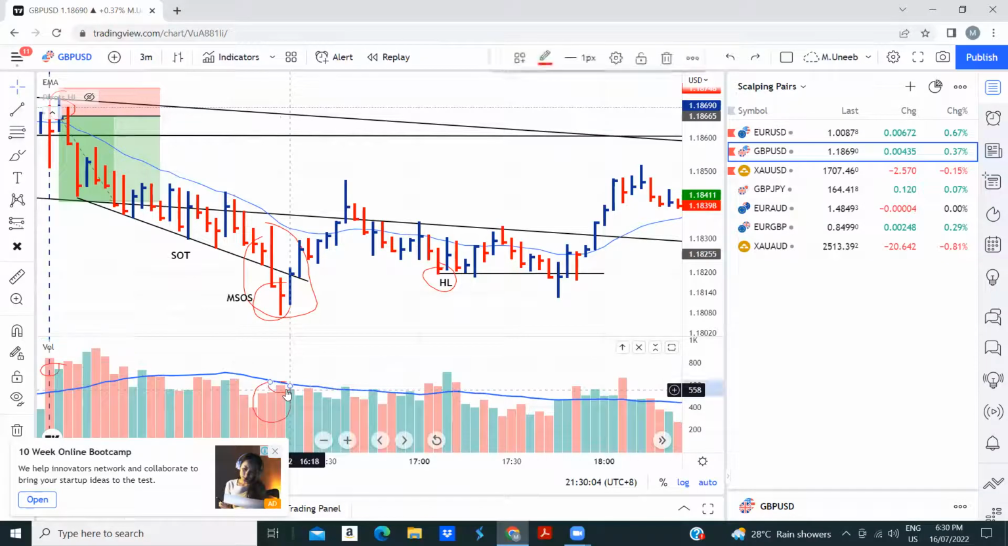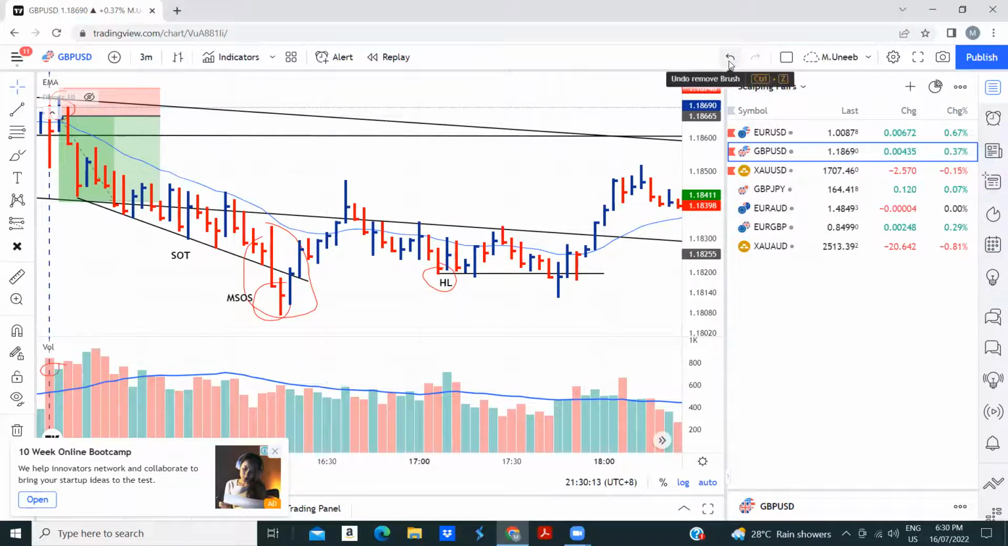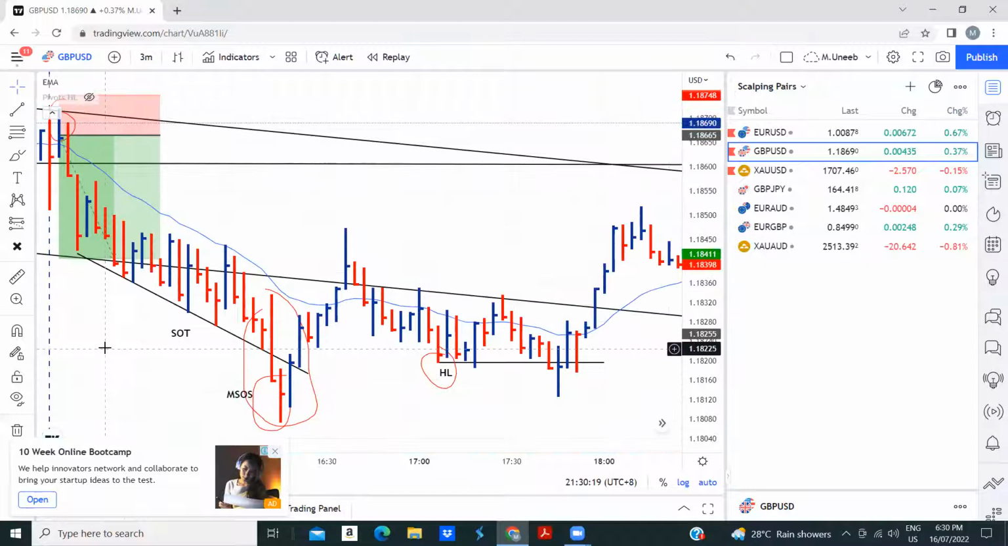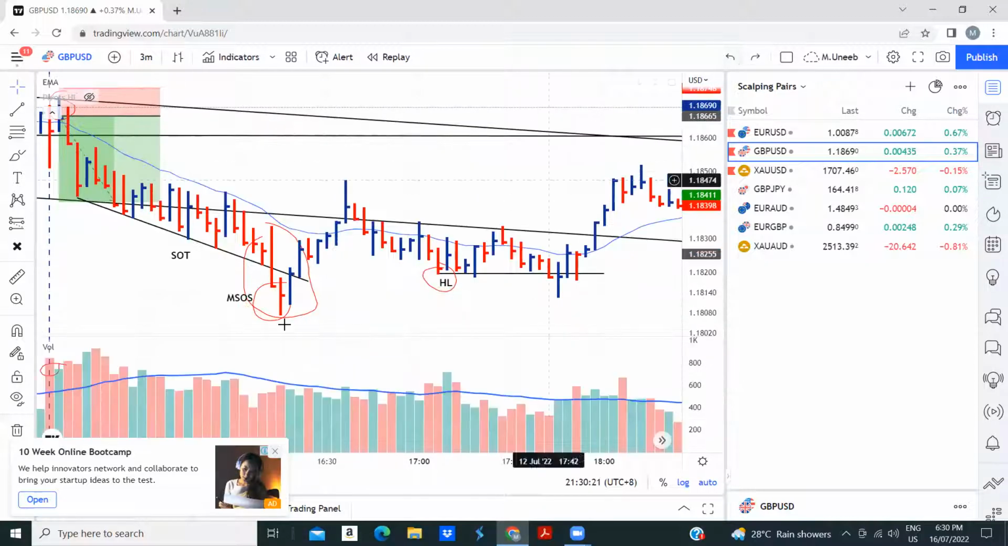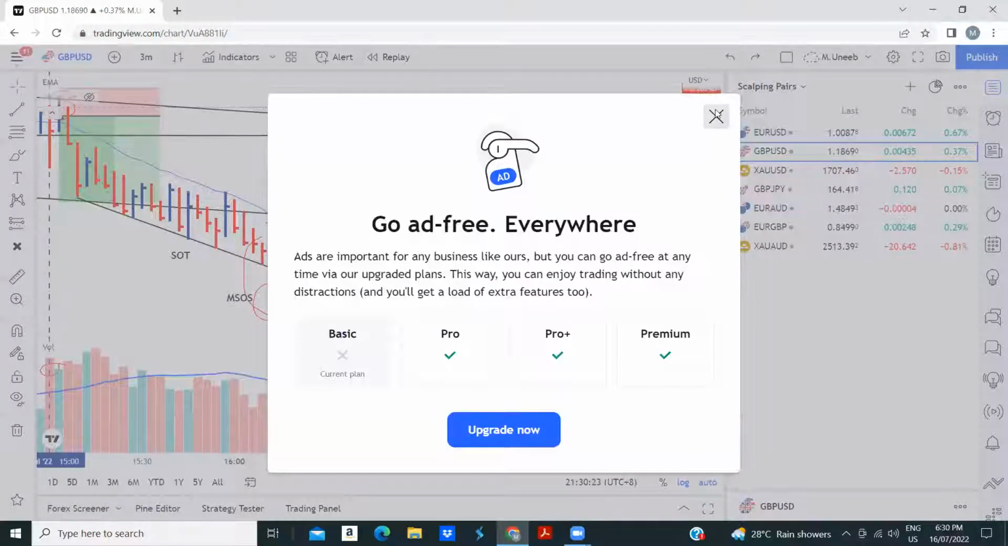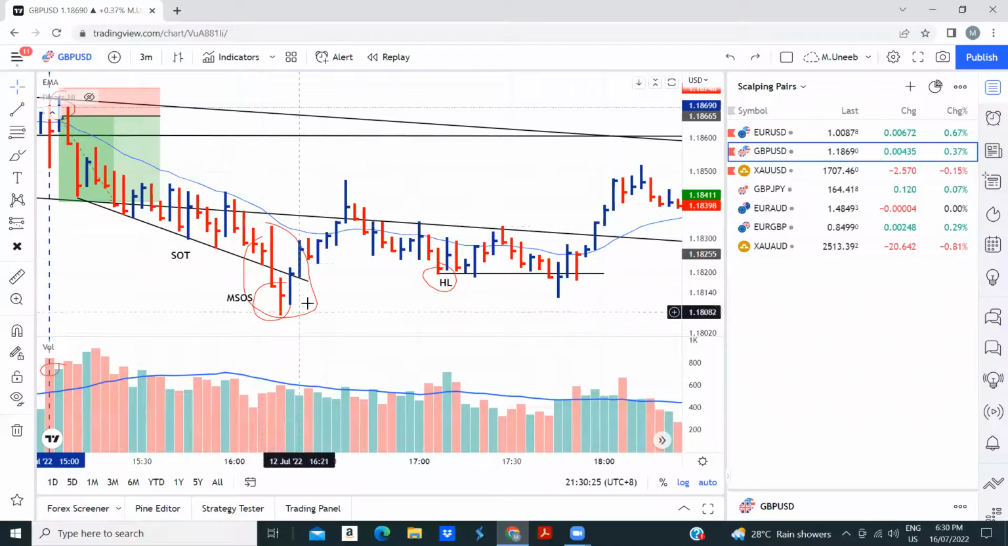If I accidentally close this volume indicator, how can I redo it? Undo, this undo. For example, I close it. Okay, I can press undo, it will reopen. Got it? Okay.